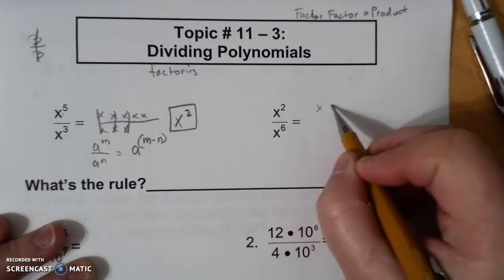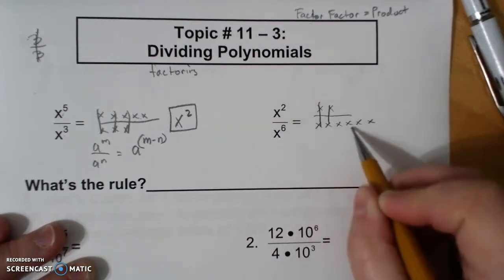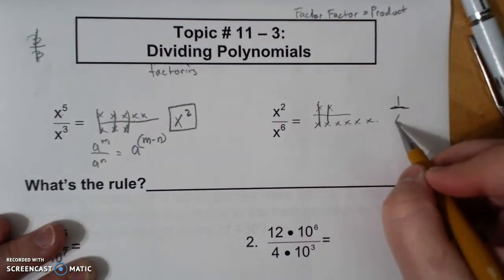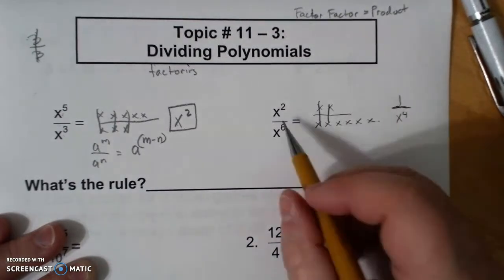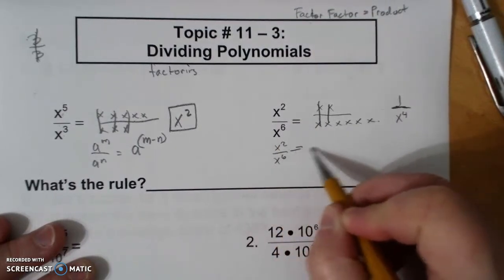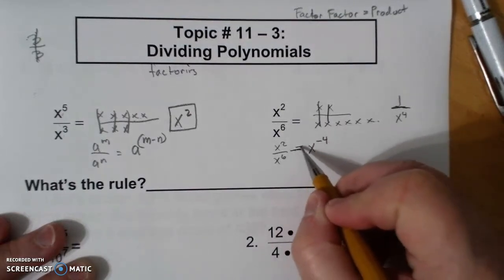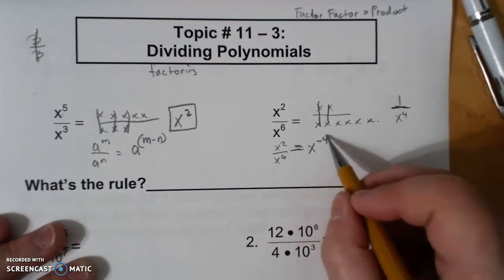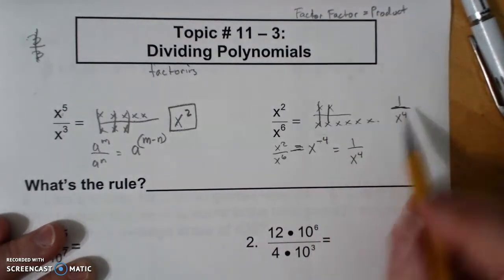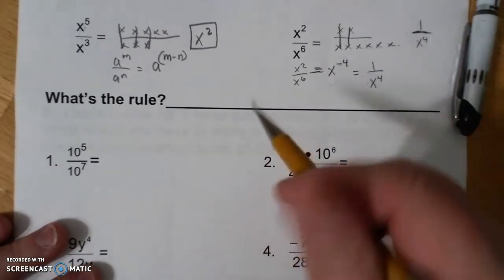Okay, long ways, 1, 2, over 1, 2, 3, 4, 5, 6. These go away. There's 4 of them in the bottom. If there's nothing in the top, you put it as a 1, 1 over x to the 4th. If you subtract, you get x squared over x to the 6th. 2 minus 6 is x to the negative 4. You're never allowed to have a negative exponent. A negative exponent says change the location. This is in the numerator, so it must go to the denominator. Either way, to me, there's too many things in this. So what is the rules?